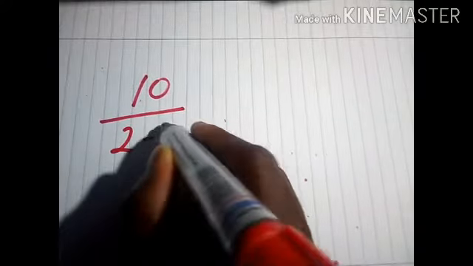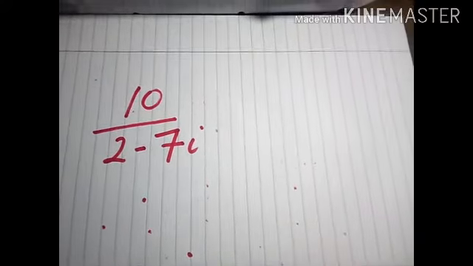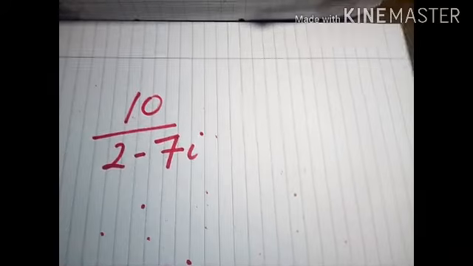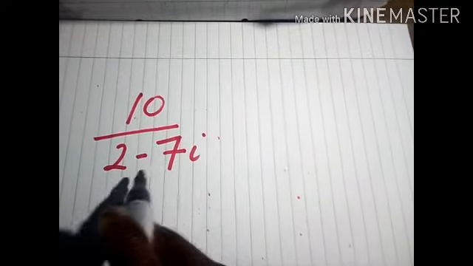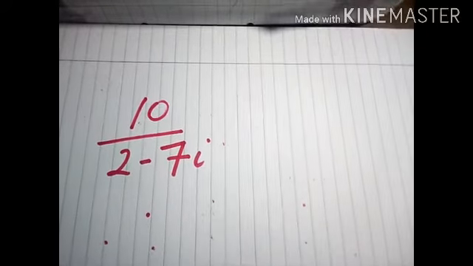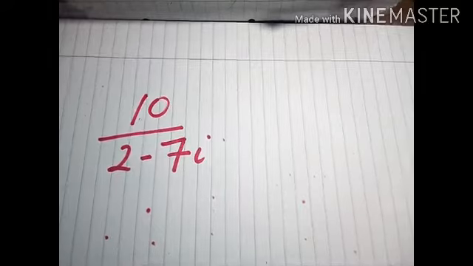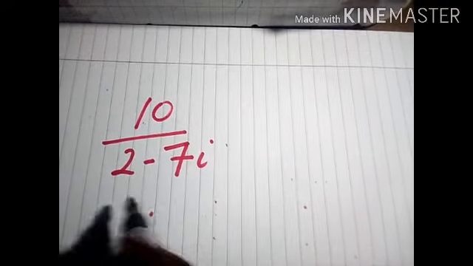10 divided by 2 minus 7i. So what would you do in this example? The best thing you could do is to multiply the numerator and the denominator of the fraction by the conjugate of the denominator, that is 2 minus 7i. What is the conjugate of 2 minus 7i? The conjugate of 2 minus 7i is just 2 plus 7i. You simply have to change the sign.